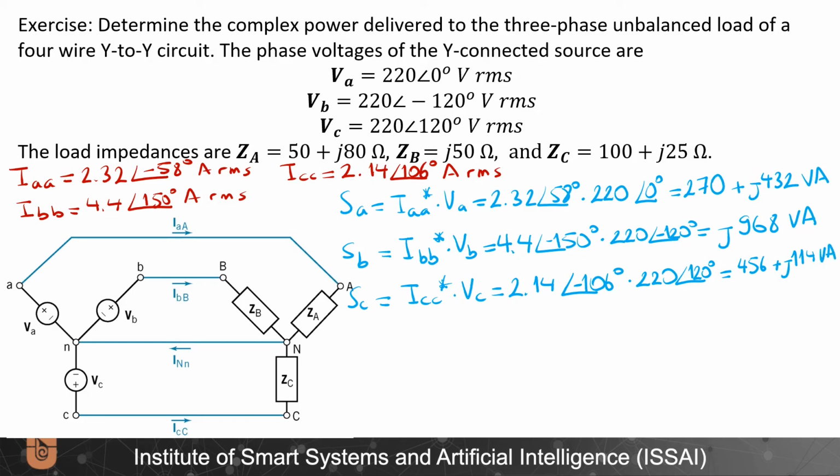So I have calculated the complex power delivered to the impedances ZA, ZB, and ZC. Now I can calculate the total complex power delivered to the system as SA plus SB plus SC, and if I add these three, I end up with 726 plus J1514 volt amperes, and with this I conclude the solution of my problem.